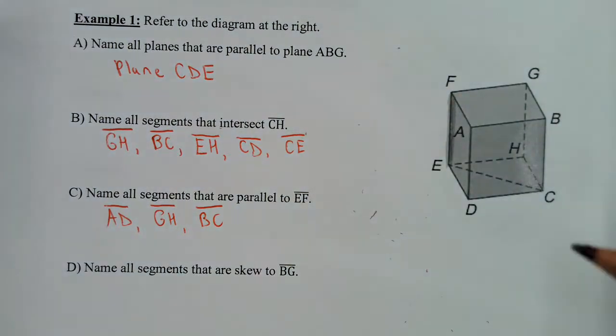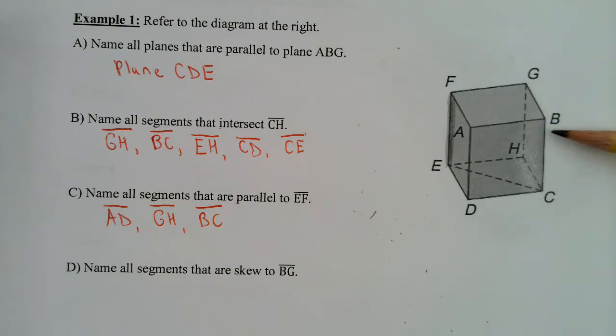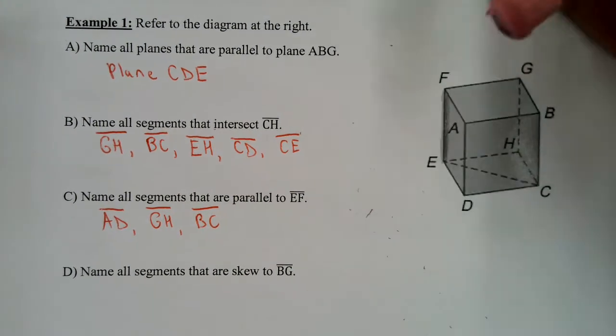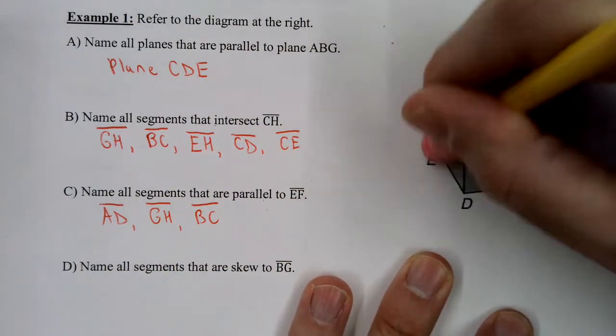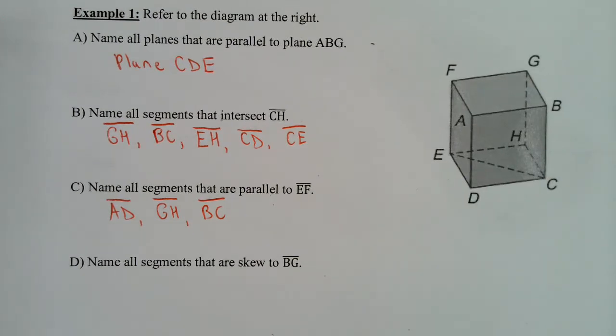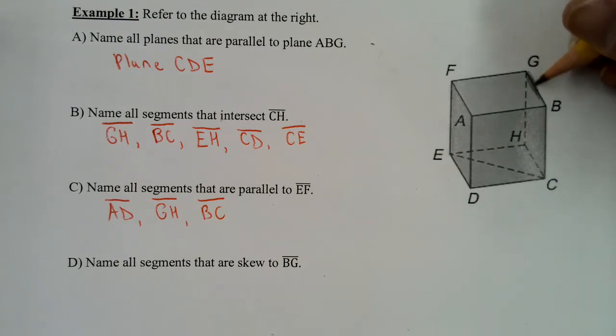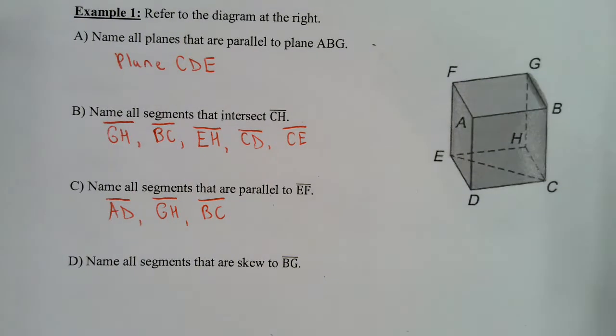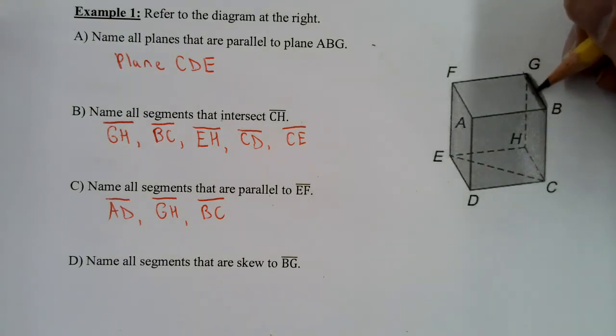So we have segment AD. AD is never going to intersect EF. Same thing for GH right there, and same thing for BC right there. So it looks like that's it. Okay, part D. Name all segments that are skew to BG. So this is BG right there. Name all segments that are skew to BG.